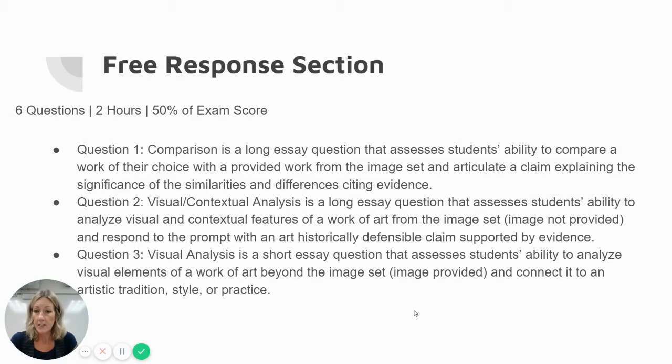So basically, visual and contextual analysis is going to be that you're talking about what type of evidence you see in the artwork. So that's going to be a lot of form stuff, elements and principles, and how that is evidence to explain contextual information about the art piece. That's kind of the theme of that long essay.